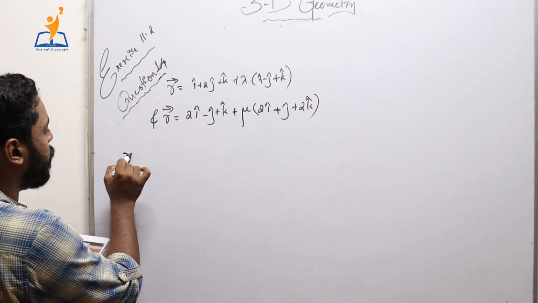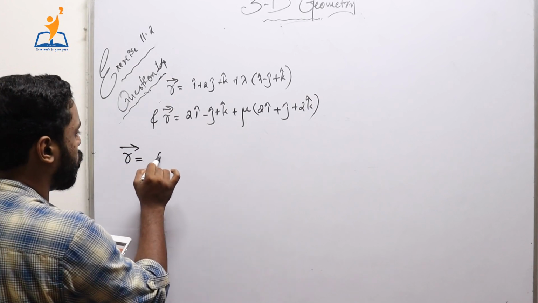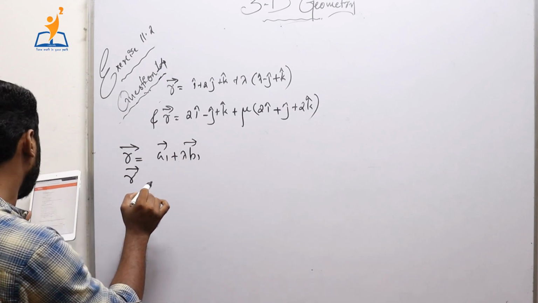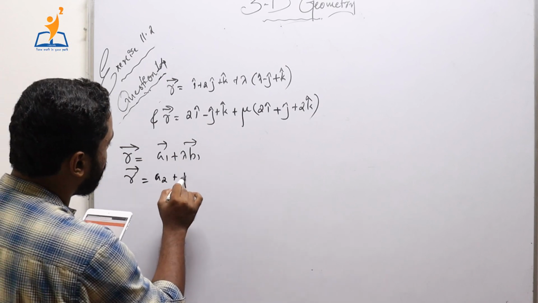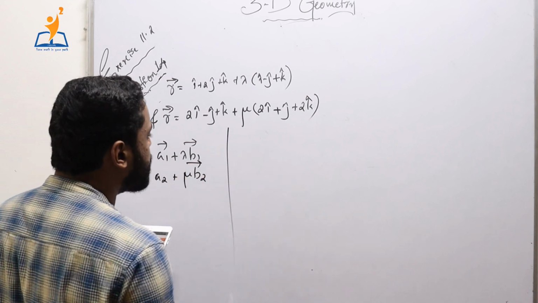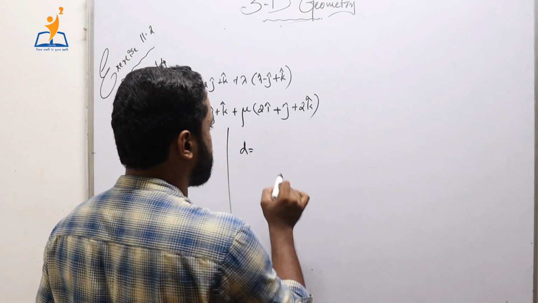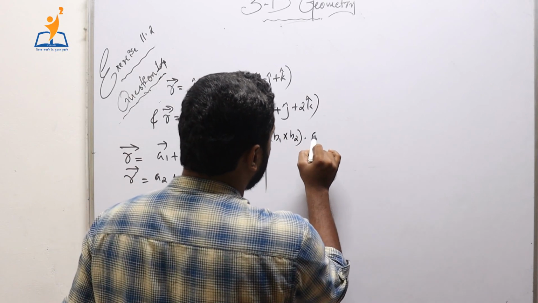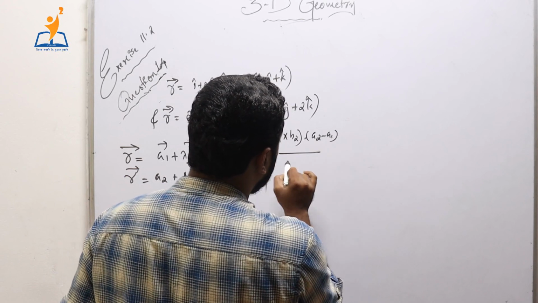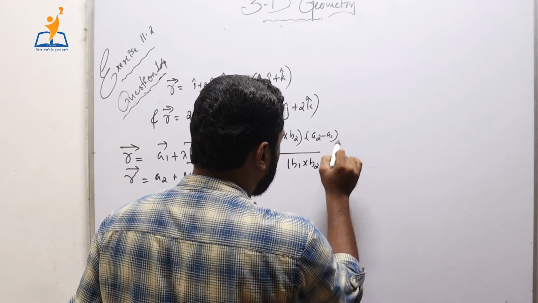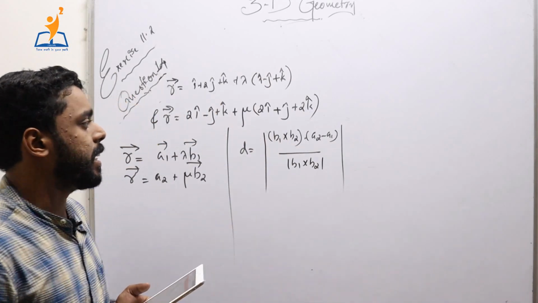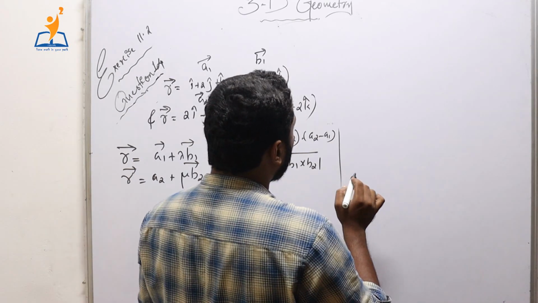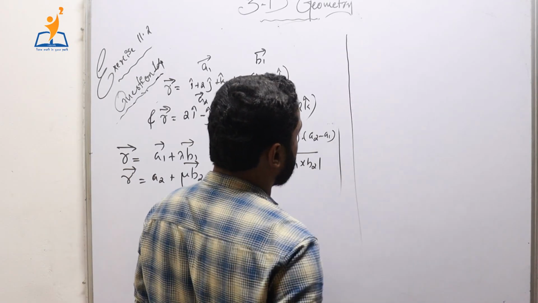So we have to find the shortest distance between these two lines. We know that whenever we are given two lines, r is equal to a1 plus lambda b1 and r is equal to a2 plus mu b2, the shortest distance d between these two lines is given by the absolute value of b1 cross b2 dot (a2 minus a1) divided by mod b1 cross b2. Do you remember this result? Using this result, we can find the shortest distance between these two lines. Now we shall evaluate each component in particular.